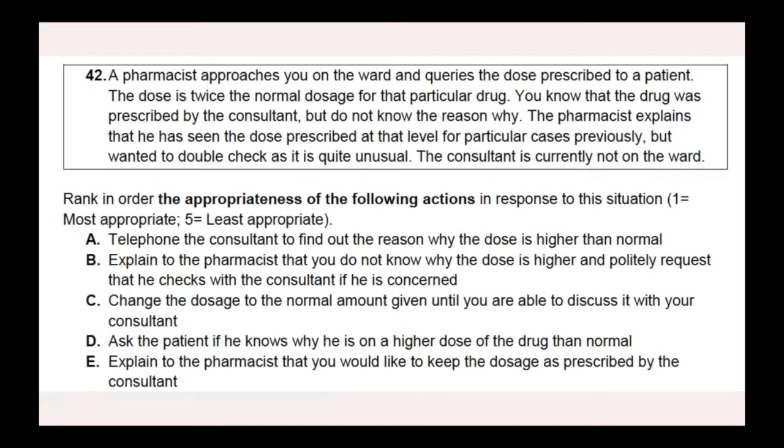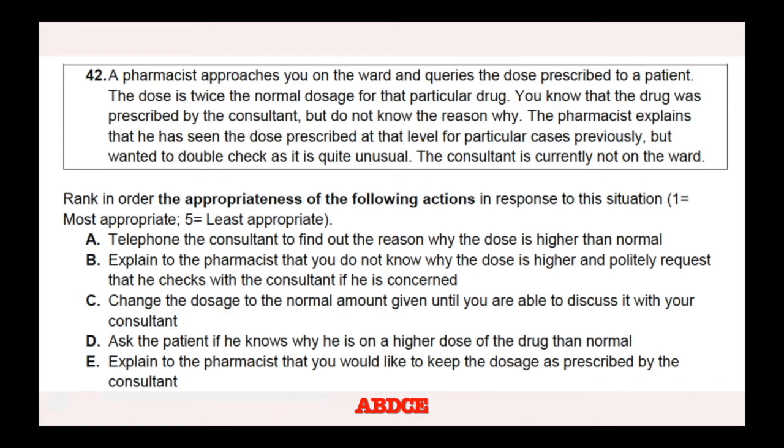Okay, go ahead. Okay, so the answer is A, B, D, C, E. Your first action should be to telephone the consultant to find out the reason why the dose is higher than normal. Again, this will help you with your learning. The consultant may be happy with you that you picked up an unusual dose, and if this was an error, you protected the patient from potential harm. So this is your first option, and it's also the most rapid solution here.